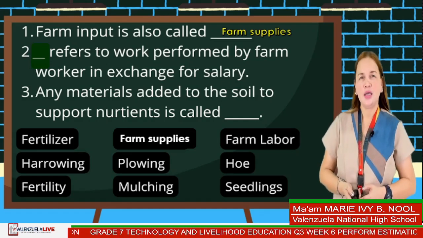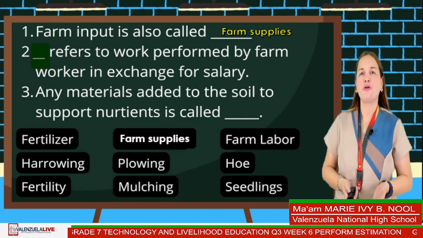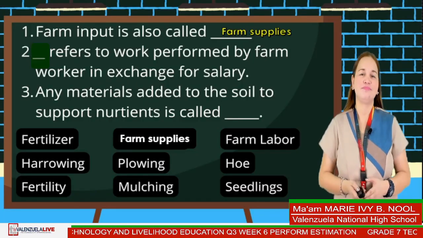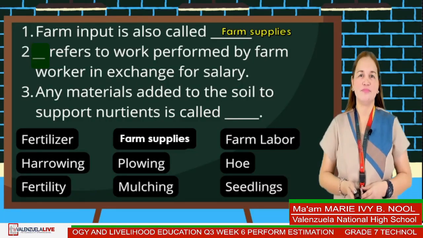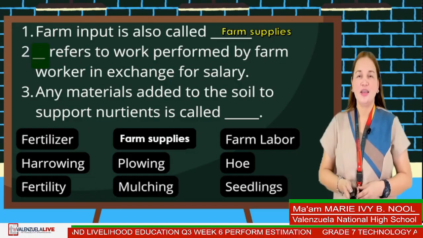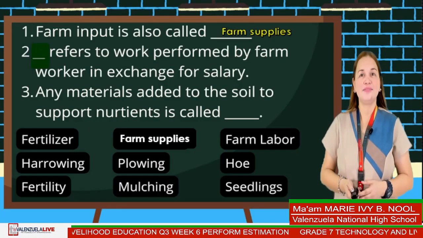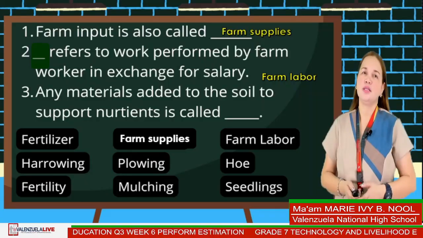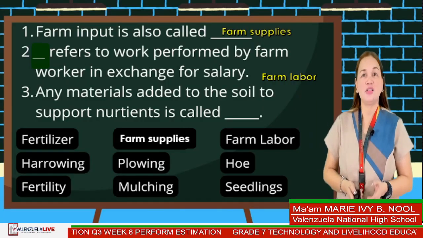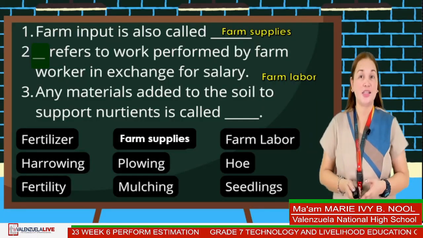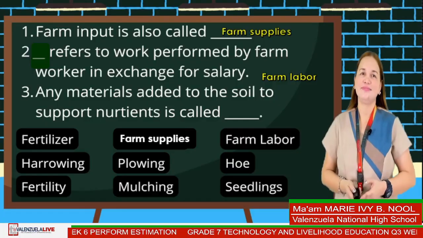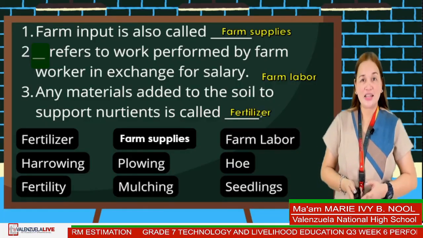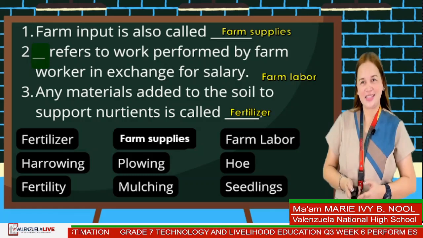Number 2. Blank refers to work performed by farm worker in exchange for salary. The correct answer is farm labor. Number 3. Any materials added to the soil to support nutrients is called blank. The answer is fertilizer.